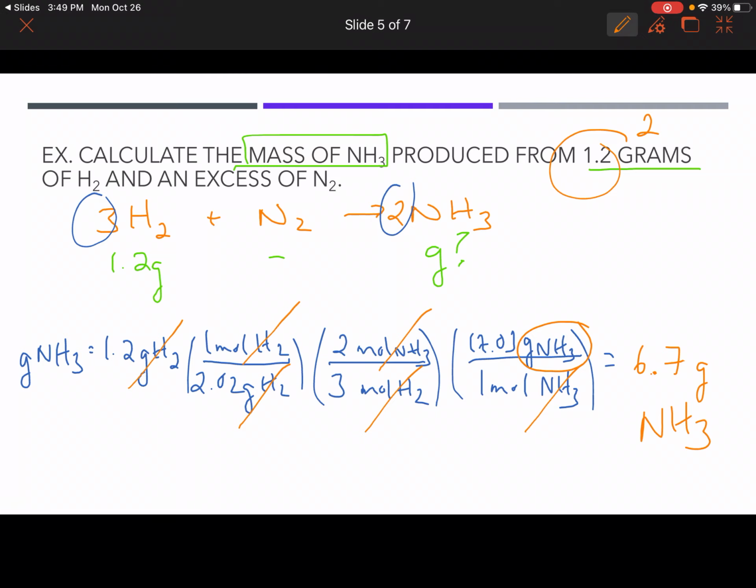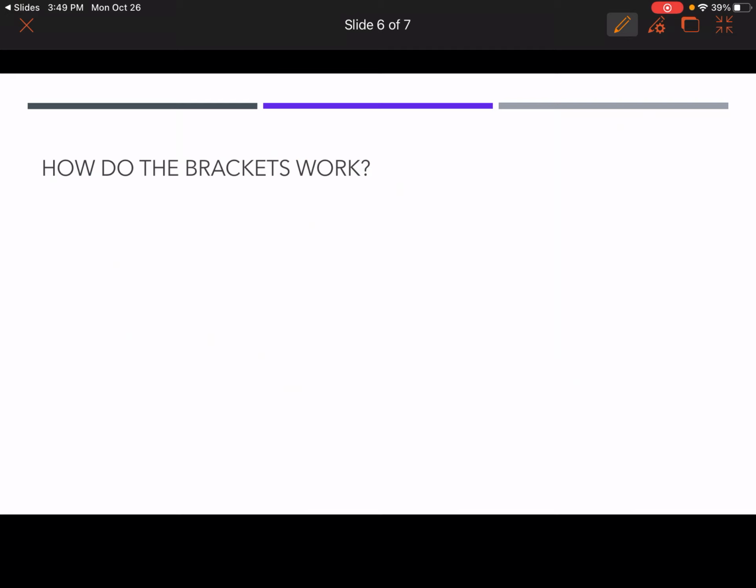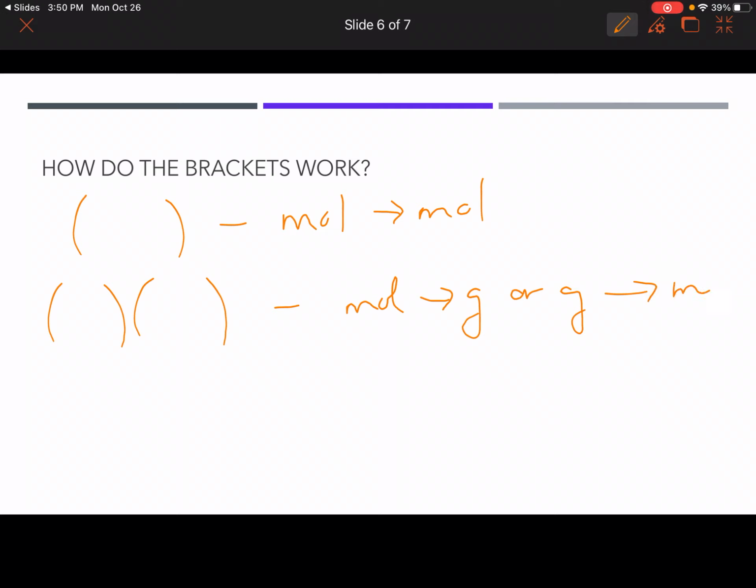So grams to grams, again, I'm going to have 3 brackets there. So how do the brackets work? So typically 1 bracket is when we go mole to mole. 2 brackets is moles to gram or grams to mole. This would be in a reaction, okay? And then 3 brackets, this is when we go grams to grams. So sometimes that's helpful for people to remember here, just if you're using dimensional analysis, how many brackets you need of them all here.